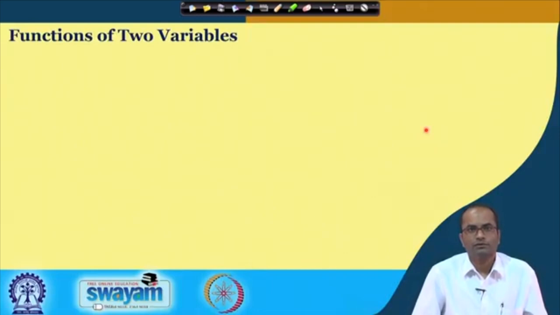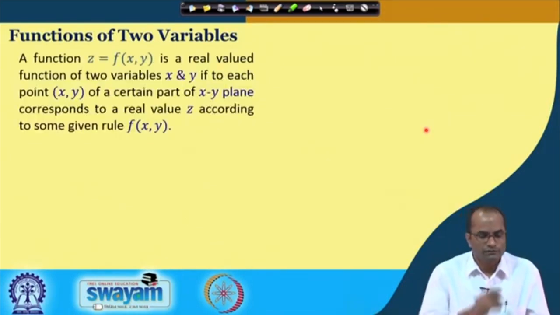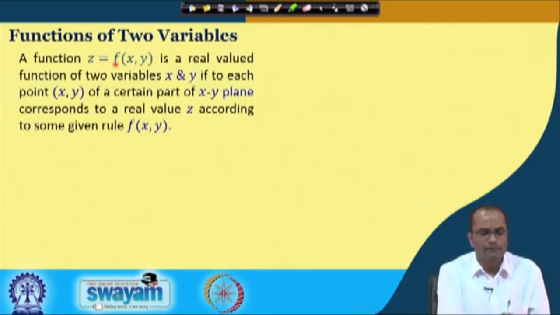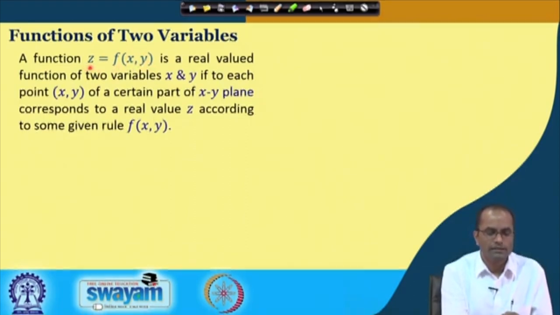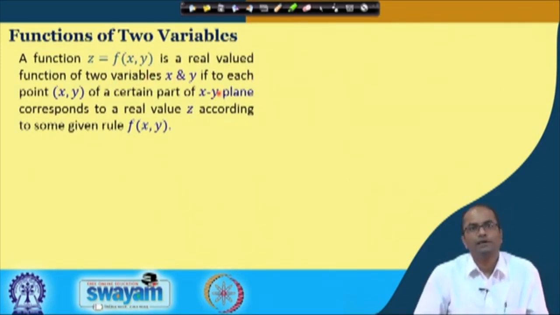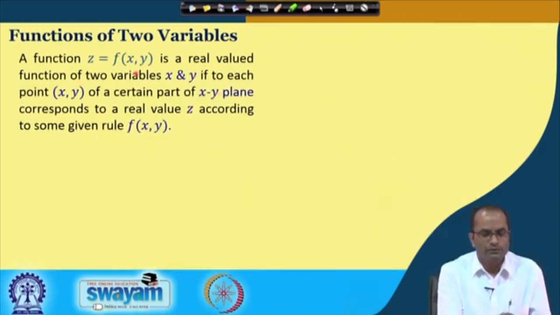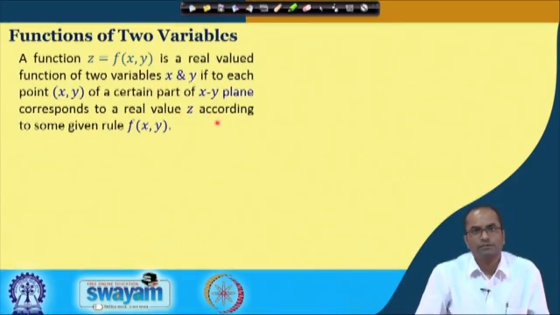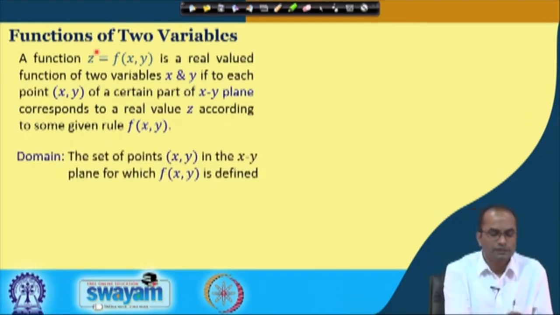So here first let me introduce you to functions of two variables. A function z is equal to f(x, y) is similar to the function of one variable, where we consider y is equal to a function of x. There it used to be only one variable, but now z depends on two variables x and y. So it is a real valued function of two variables x and y if to each point (x, y) of a certain part of the xy plane, which is called the domain of the function, we assign a real value z according to some given rule f(x, y). Then we call this a function of two variables.